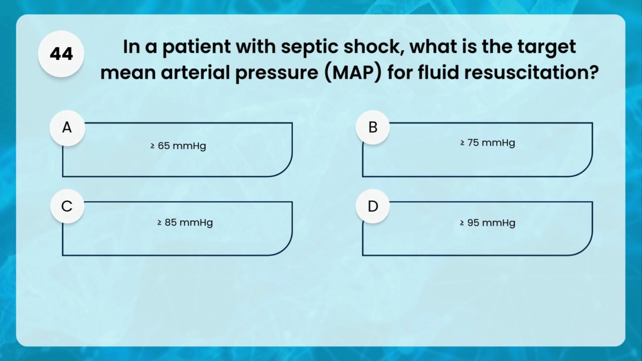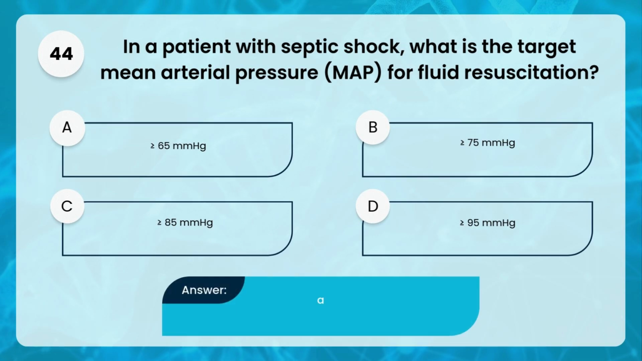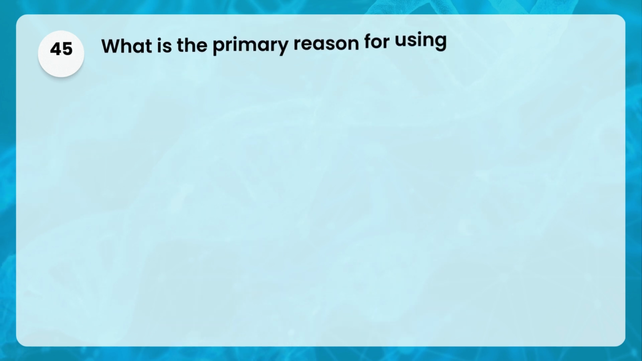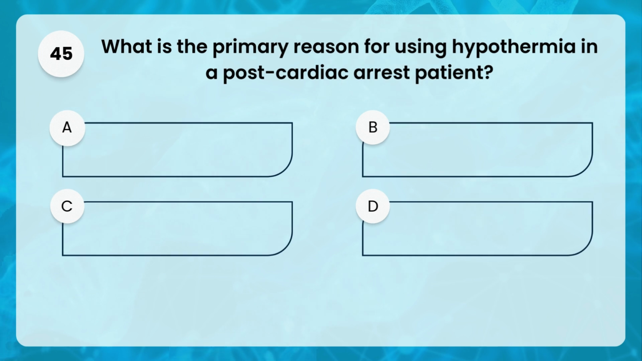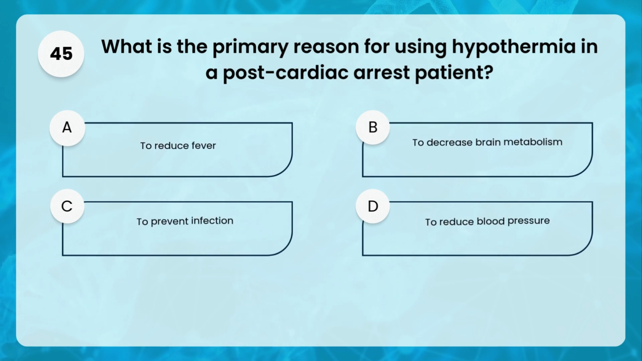Greater than or equal to 75 millimeters of mercury, C. Greater than or equal to 85 millimeters of mercury, or D. Greater than or equal to 95 millimeters of mercury? The answer is A. Greater than or equal to 65 millimeters of mercury. Number 45. What is the primary reason for using hypothermia in a post-cardiac arrest patient?